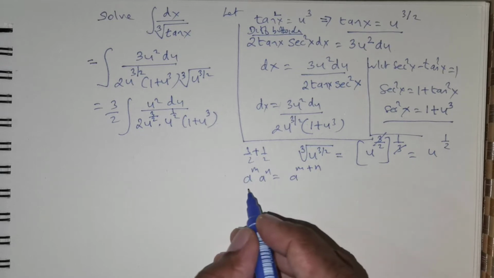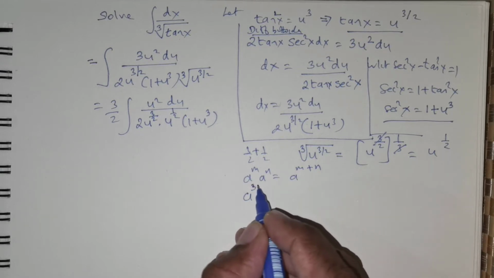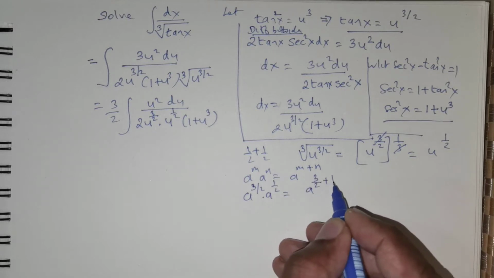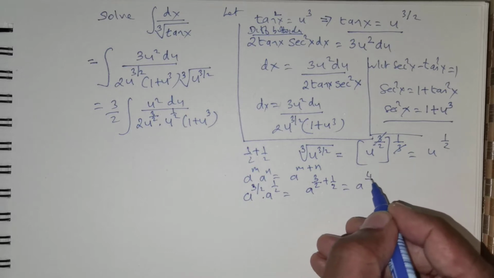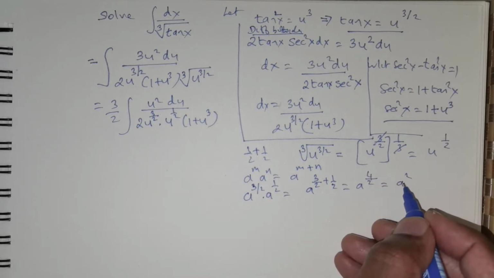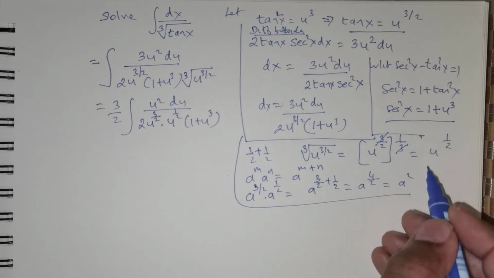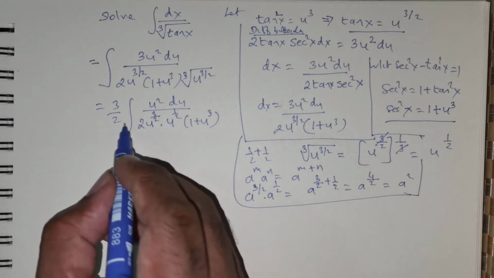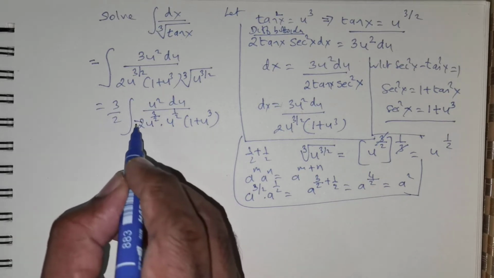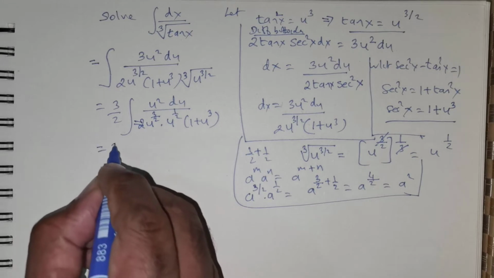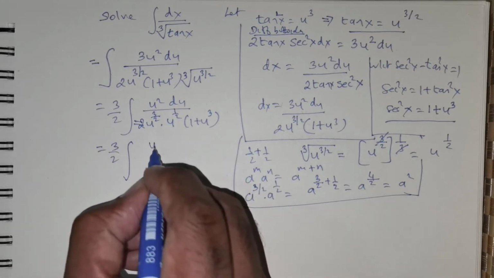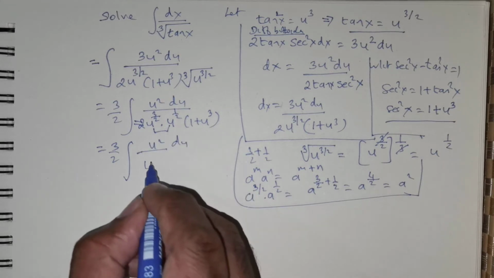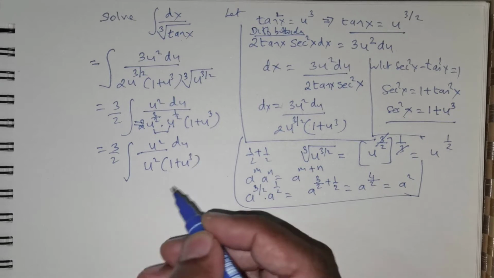So by applying this rule, this is nothing but a raised to the power of 3 over 2 times a raised to the power of 1 over 2. This is going to be a raised to the power of 3 over 2 added with 1 over 2, which is a raised to the power of 4 over 2, which is going to be a squared. Over here it's going to be 2u squared. Actually I have taken the 2 out, so I don't have to place the 2 here again. So this is equal to 3 over 2 times integral u squared. These two are clubbed together, giving me u squared times 1 plus u cubed, right?